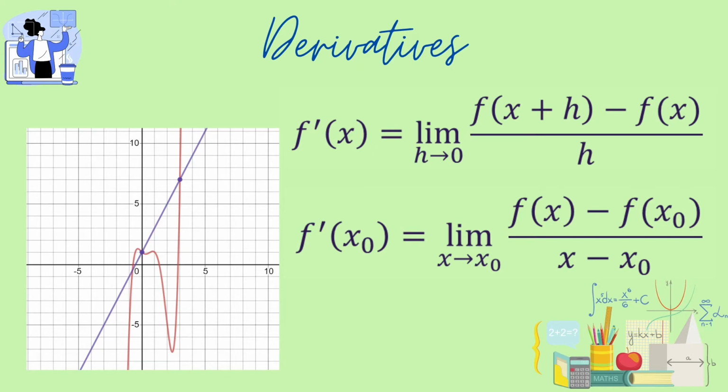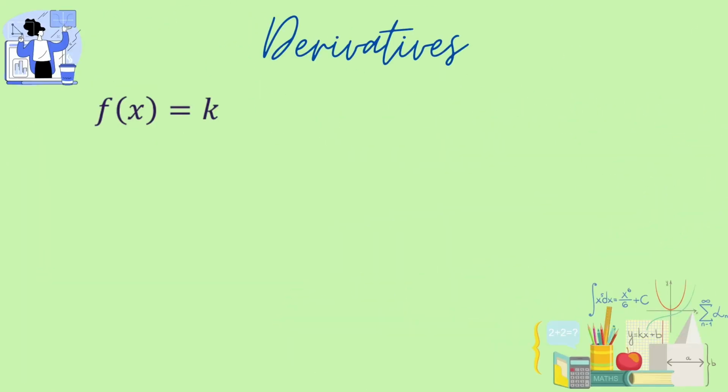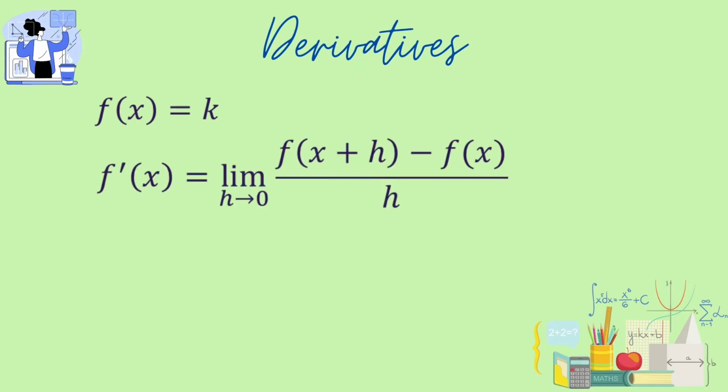Let us apply this definition in determining the derivative of a constant function f of x equals k, where k is any real number. F prime of x is equal to the limit as h approaches 0 of the quantity f of x plus h minus f of x all over h.